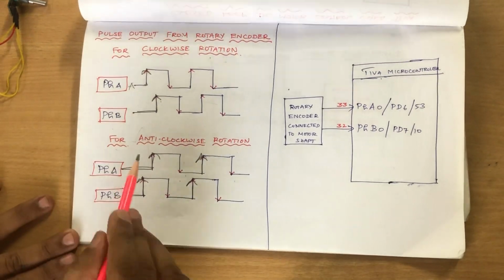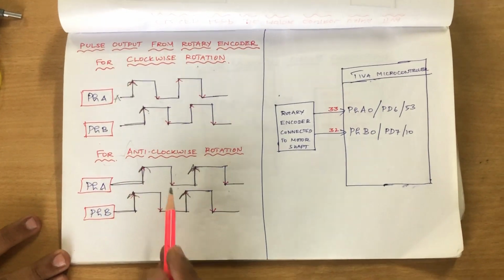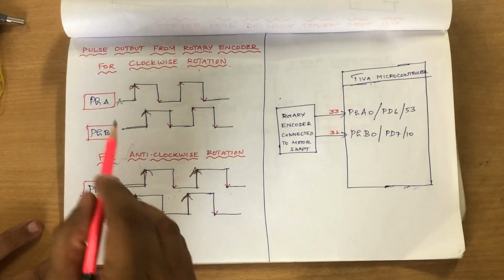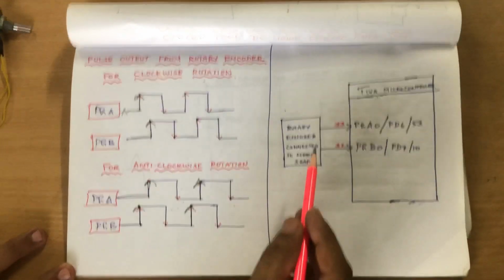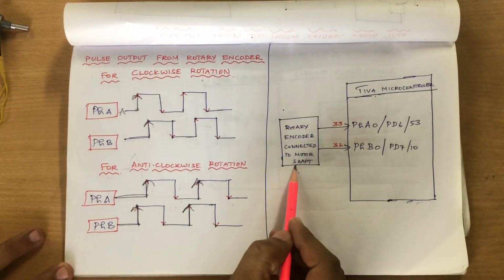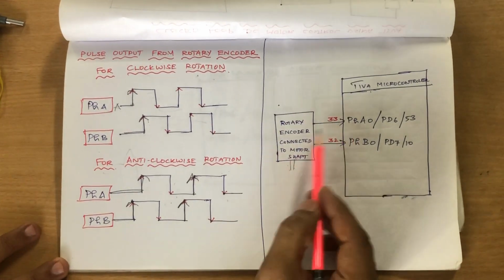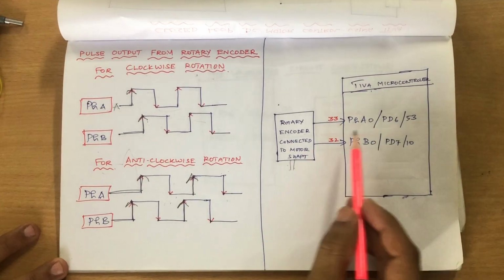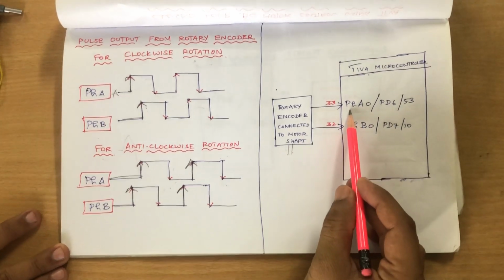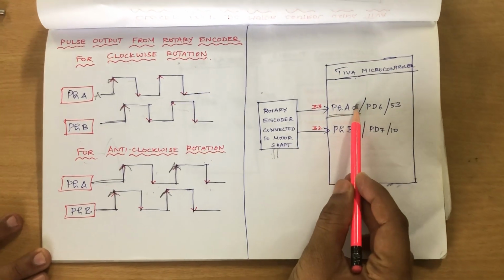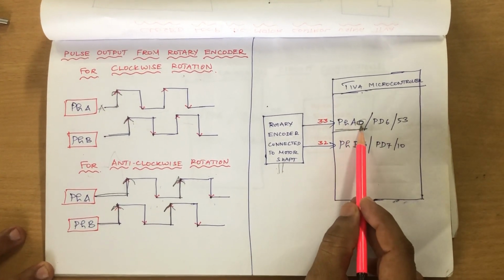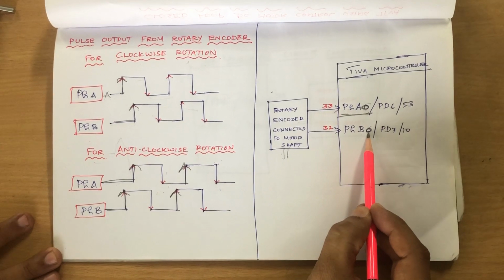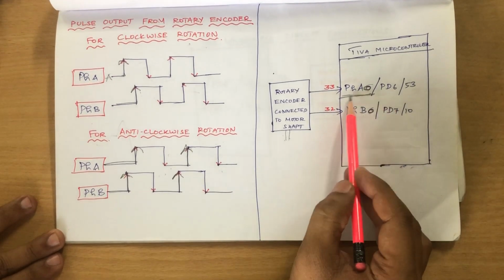Hence, for an application, if you want to measure the direction of rotation, it is mandatory for us to have two pulses, A and B, from the rotary encoder. This rotary encoder, which is connected to the motor shaft, we are connecting to the TIVA microcontroller launchpad. There are two quadrature encoder interfaces, so the A pulse of QEI 0 and the B pulse of QEI 0 are connected to these pulses.